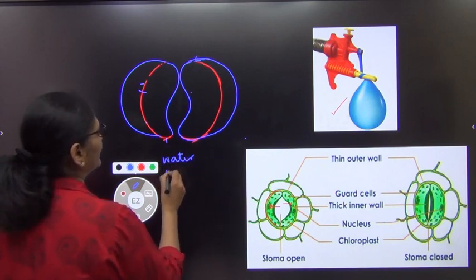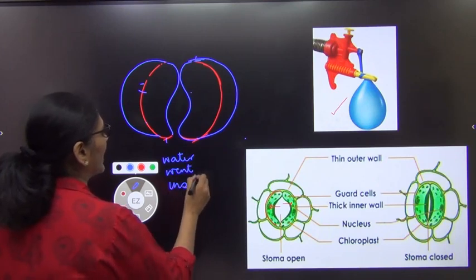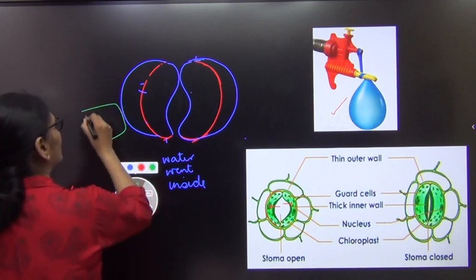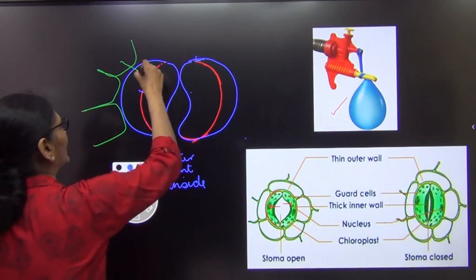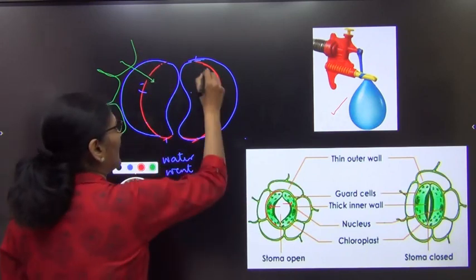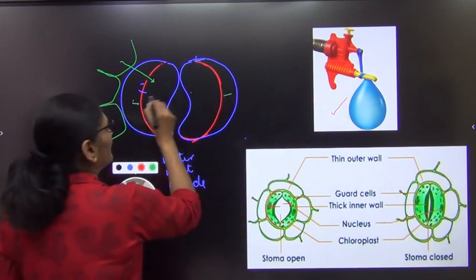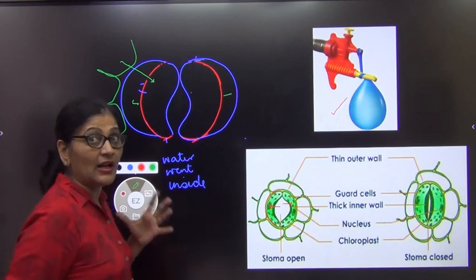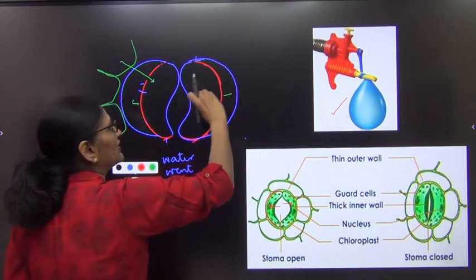When water went inside. When the water went inside, from where did it go? From the surrounding subsidiary cells. These are my subsidiary cells. So when water moves into the guard cell through these subsidiary cells, the outer wall being thin and elastic just expands like a balloon. When it expands like a balloon, since the inner wall is thick, this will not swell like this.